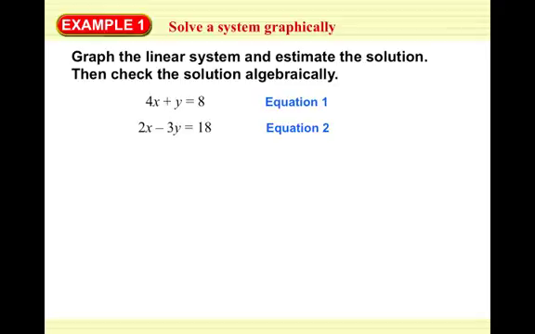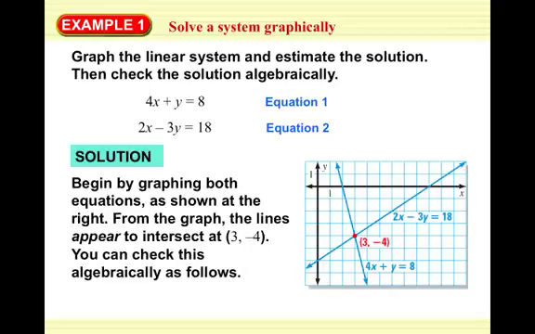If you need to review graphing, you need to go back to the Chapter 1 videos and review graphing lines. You just graph both lines on the same coordinate system, and then you see where they intersect. And so they intersect at the point (3, -4), and that's your solution.